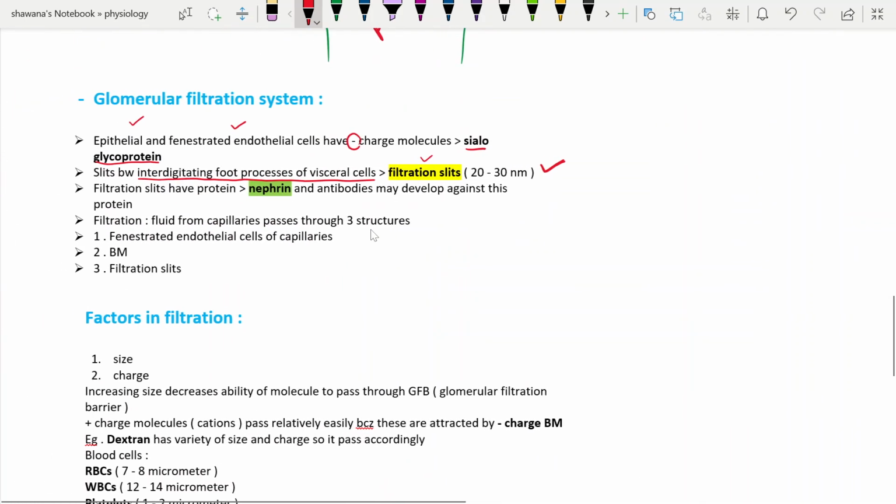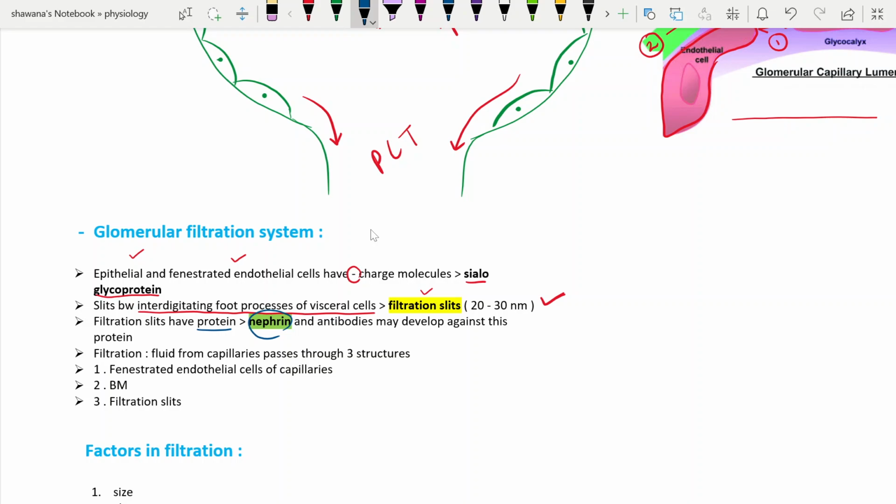Okay, these filtration slits are very, very narrow, about 20 to 30 or 20 to 40 nanometers. And these filtration slits have a protein known as nephrin. Antibodies may develop against this protein. Wherever there are proteins or any domain, in autoimmune conditions, antibodies produced by our own cells can be developed against these proteins. So we develop autoimmune diseases like glomerulonephritis.